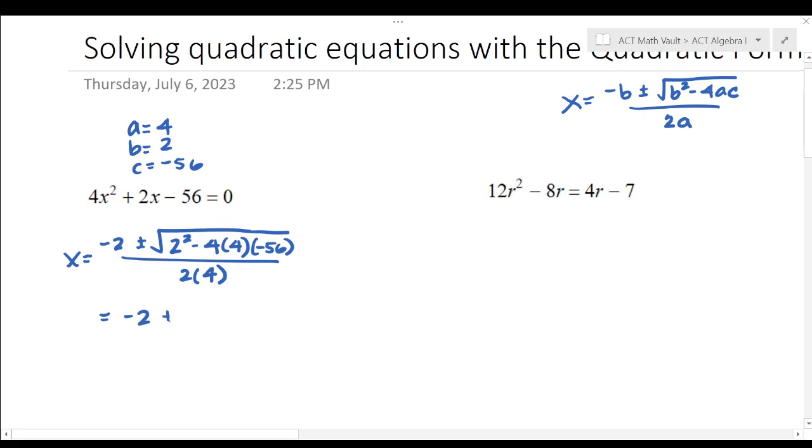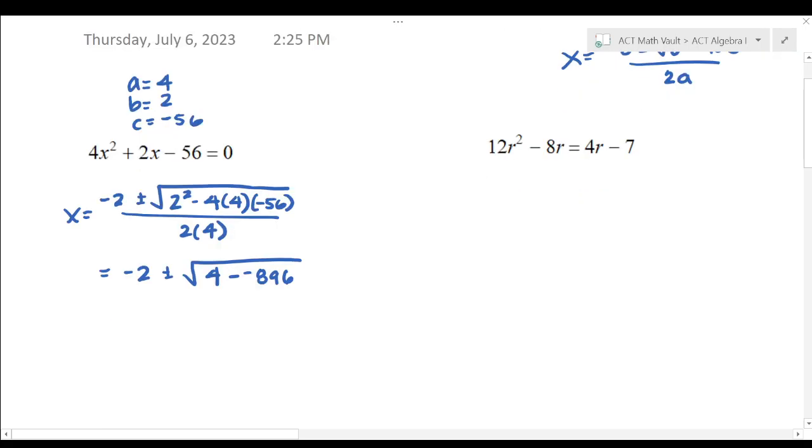Okay, negative 2 plus or minus square root of 4. And then I'm getting minus and then a negative. So I know that's going to end up being positive. So I'm doing 4 times 56. And I am going to get a negative 896 all over, and then this would be 8. So that's negative 2 plus or minus square root, and then 896 plus 4 is 900.